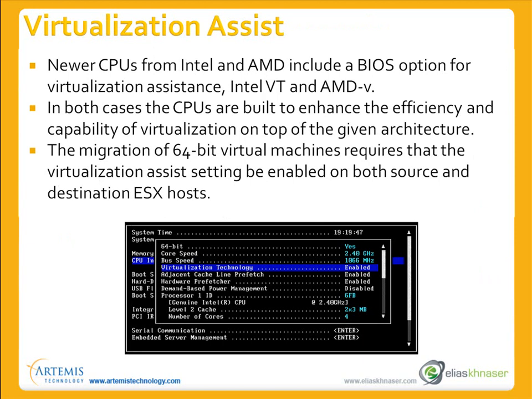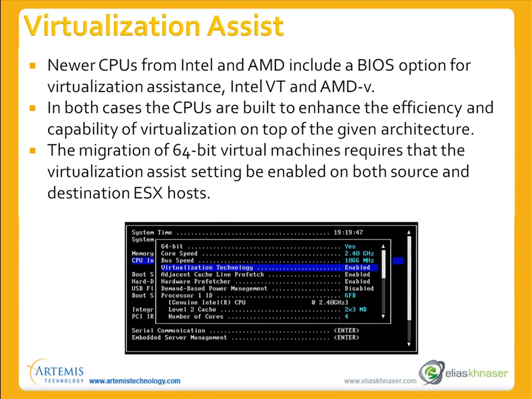Now, for virtual machines that are 64-bit virtual machines, in order to migrate them, you would need to enable what's known as Virtualization Assist. Intel's version of that is called Intel VT, and AMD's version of that is called AMD-V.